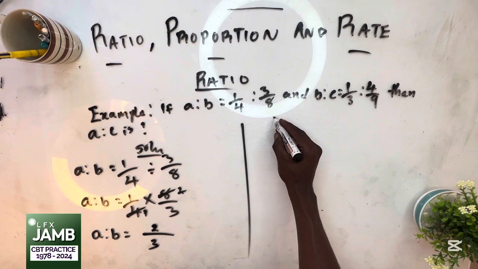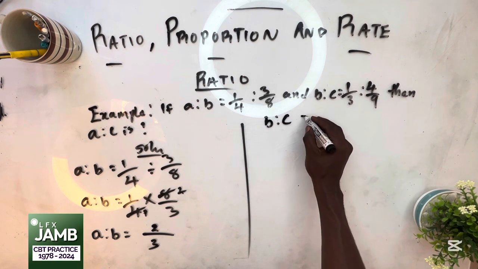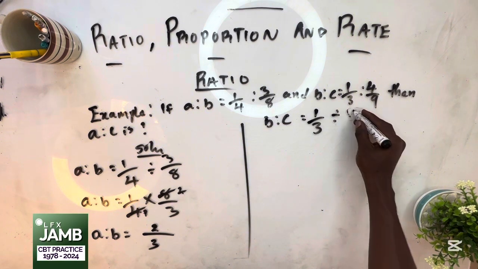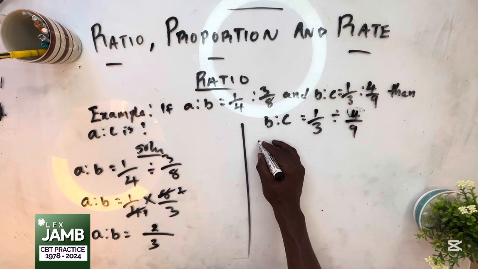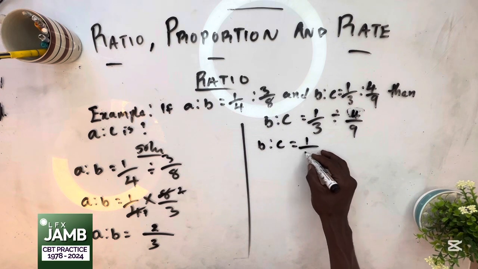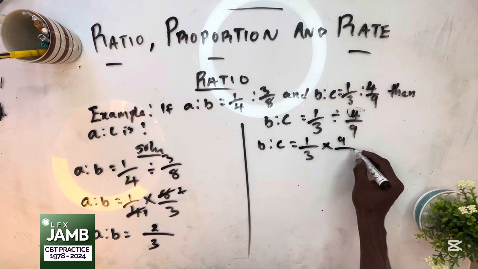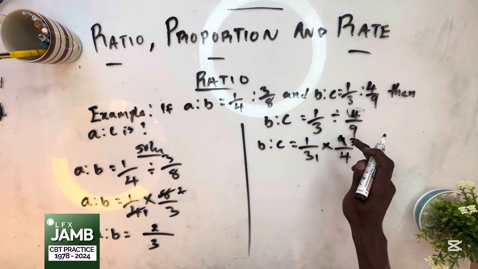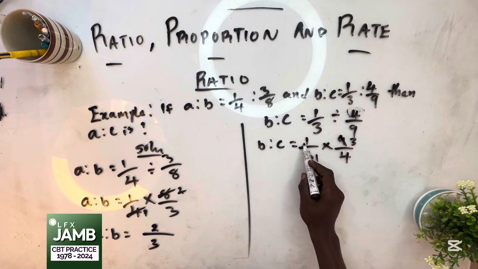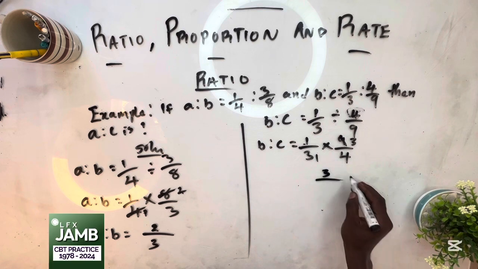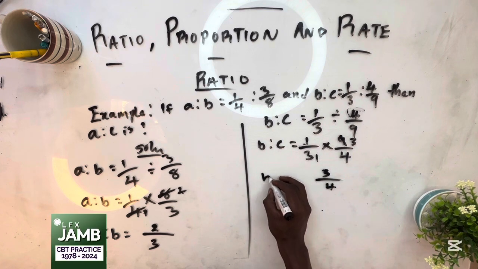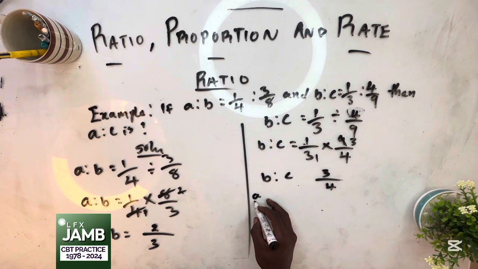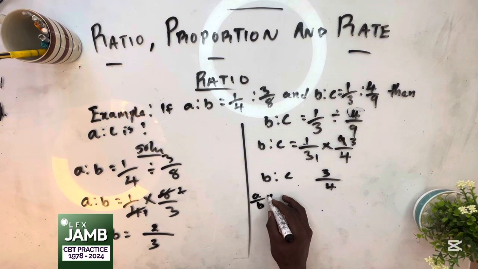Now for B ratio C, which is also this term here, we have 1 over 3 divided by 4 over 9. So we are having B ratio C to give us 1 over 3 times 9 over 4. 3 here, 1, 3 here, 3, because 3 is a factor. So multiply through, 1 times 3 to give us 3, and 1 times 4 to give us 4. That's B ratio C.